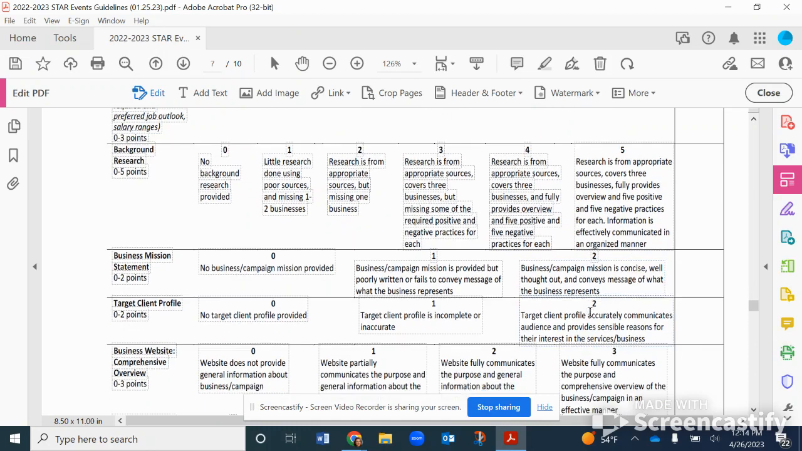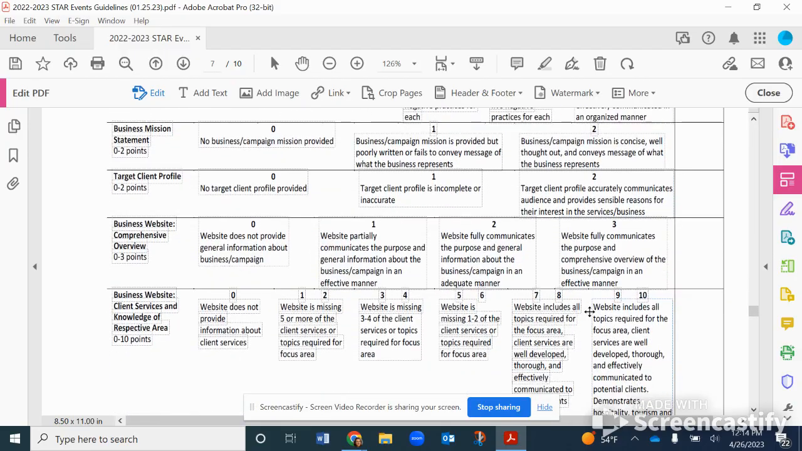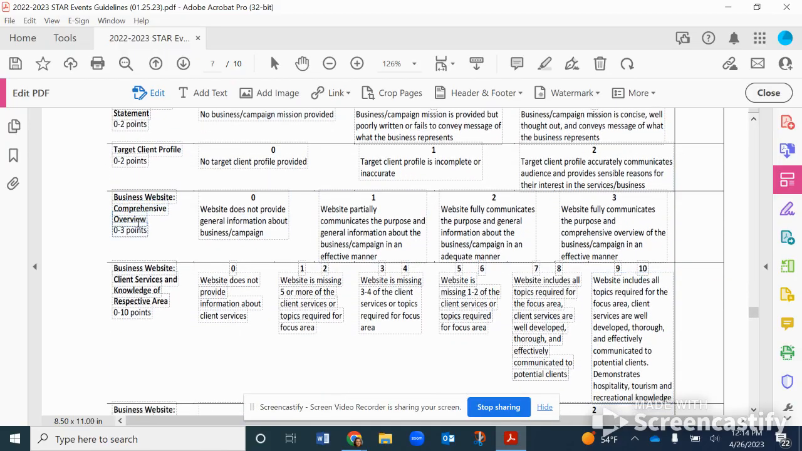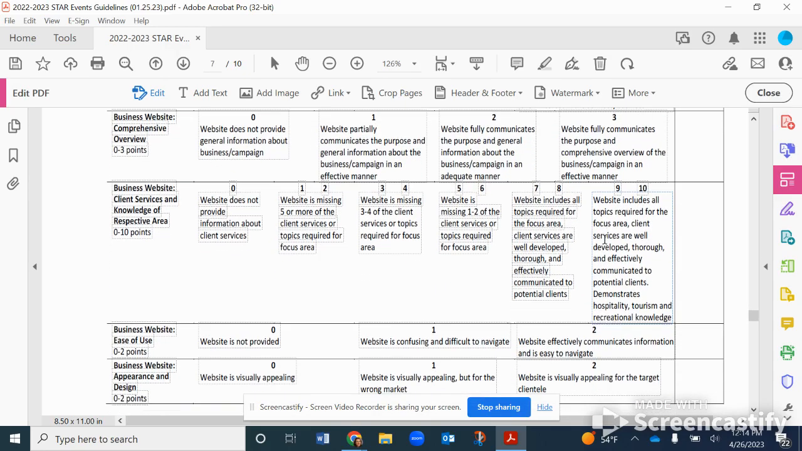So I'm going to take you to some things. This one is really about your business comprehensive overview. If you took the word website out, it's fine to stay in because you are using a website, but it fully communicates the purpose and overview of the business in an effective measure. Client services and knowledge of respective areas. Includes all topics required for focus area. Client services are well developed, thorough, and effectively communicated to potential clients. That is okay. Again, we're looking more at this part of the statement and not the website.